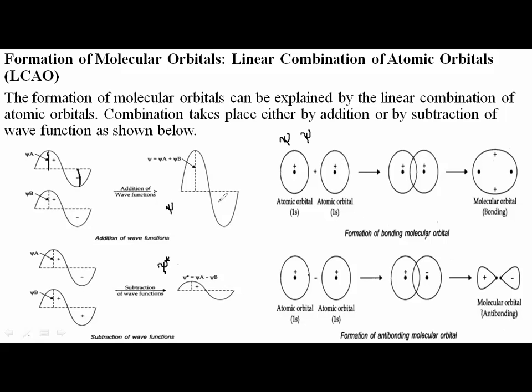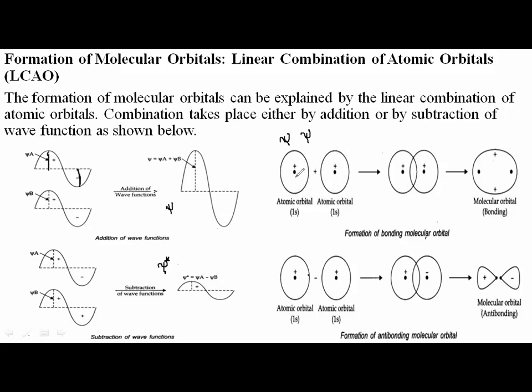What I want to say here is, when addition and subtraction of the wave functions take place, as I said, how many atomic orbitals are combining, that many molecular orbitals will be formed, correct? So if two atomic orbitals are combining, two molecular orbitals will be formed. One will be formed with addition of wave function. Another will be formed with subtraction of wave function.